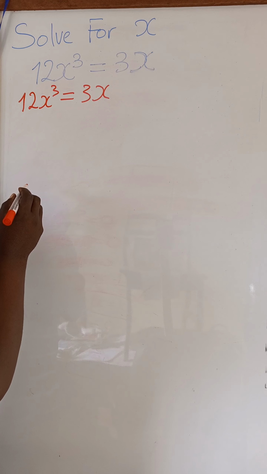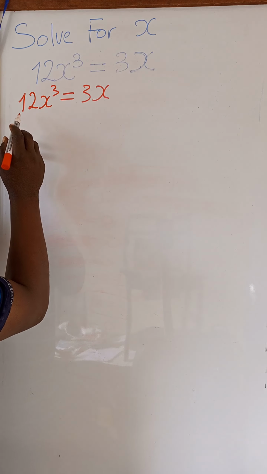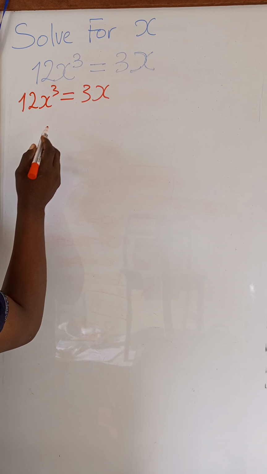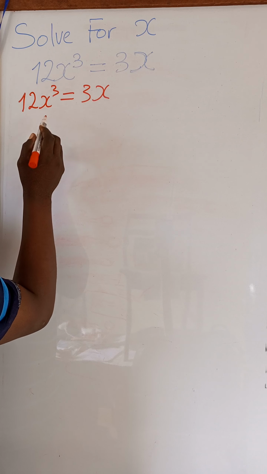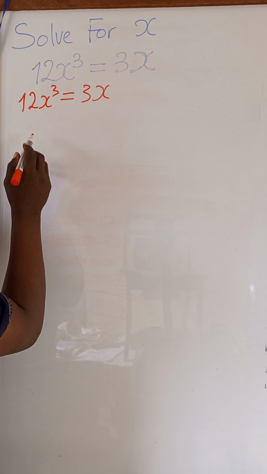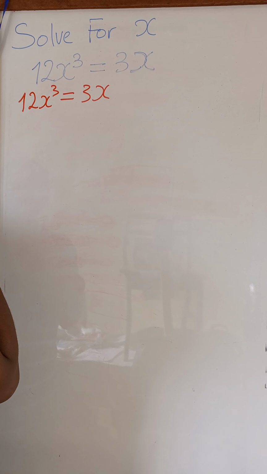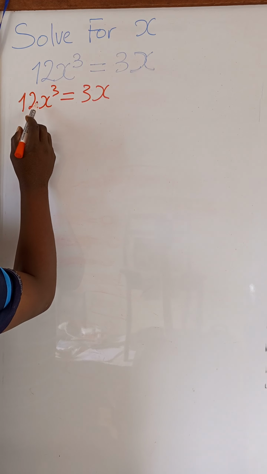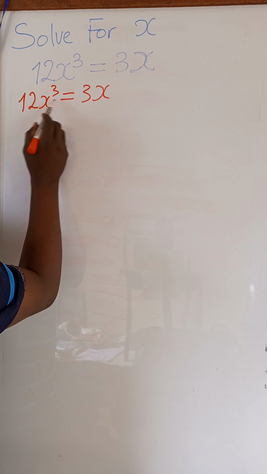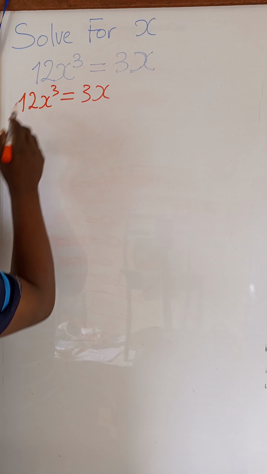Okay? We should not make the error to say that we are going to cancel 3x on both sides because there is 3x on the right hand side and there is 3x inside 12x cubed. That type of process is not correct. We're not going to have all the three solutions. Remember, this is a cubic expression or a polynomial of degree 3. We expect to get three solutions.